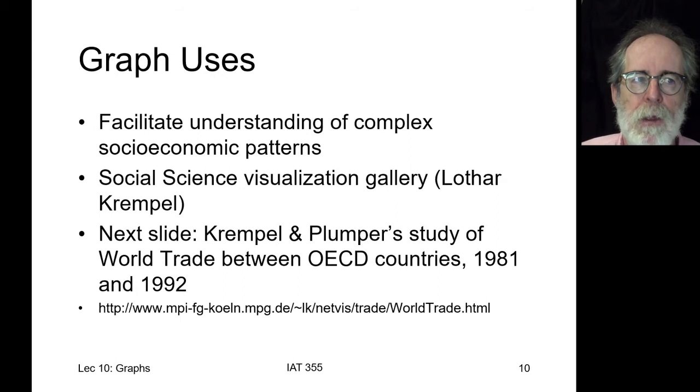that. So one of the things that graphs can also be used for, and we'll talk about these examples in a little bit more detail right now, is understanding relationships among entities like countries or localities. So there are some examples of that, and one example I'm going to show you right now is Krempel and Plumper's study of world trade between countries around the world at two times, one in 1981 and one in 1992. So let's show what that looks like.